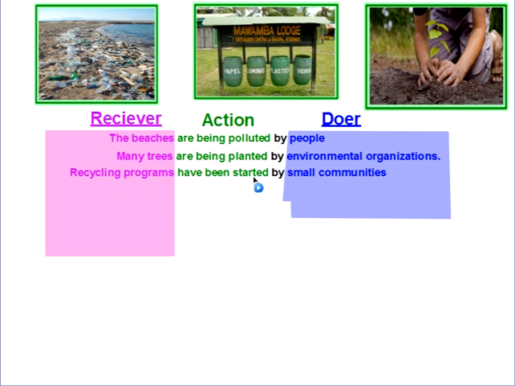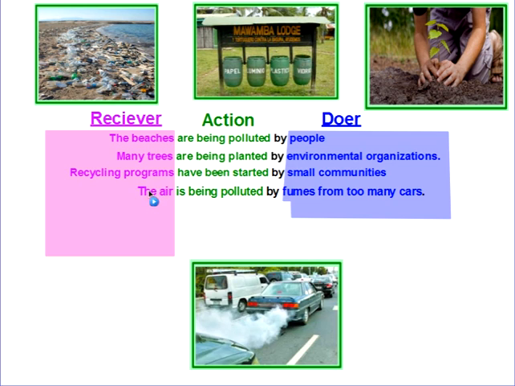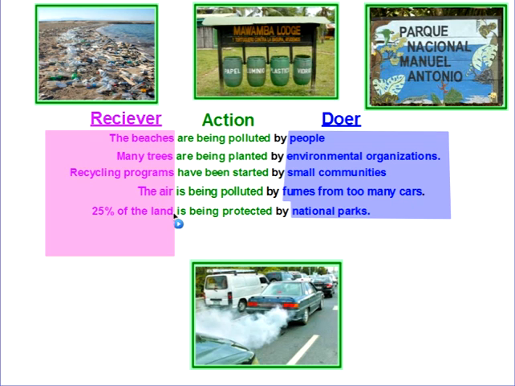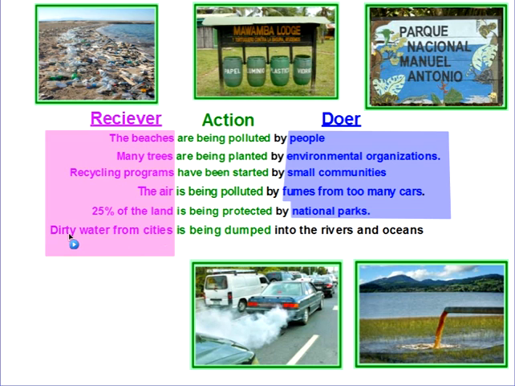Recycling programs have been started by small communities. Again, the receiver is the recycling program. The air is being polluted by fumes from too many cars. Okay? Again, the air is my receiver. Here's another one. 25% of the land is being protected by national parks. Again, 25% of the land is my receiver.